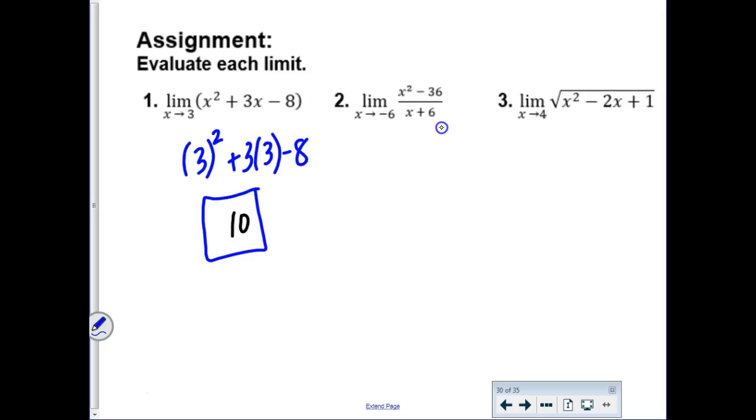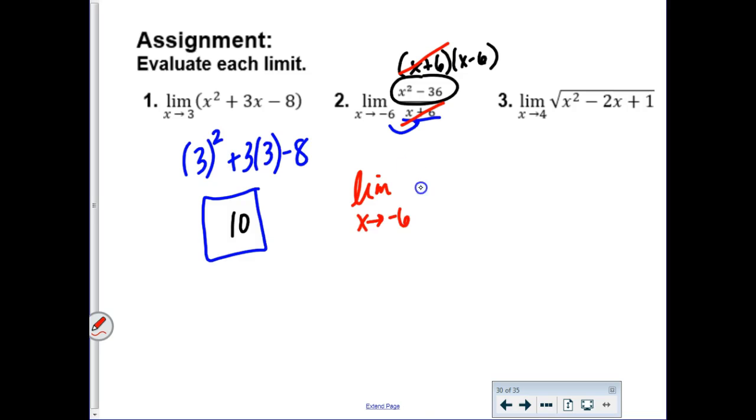All right, number 2. Are you going to be able to directly substitute in a -6 right here? Nah. So we got to do a little fancy factoring maybe? So this numerator, oh, that's nice. That factors into x plus 6 times x minus 6. So now you can remove that discontinuity. And now you can evaluate the limit as x goes to -6 of x minus 6. So let's see if I can get this one right. -6 minus 6 is -12. Wait, what? Oh gosh, don't mess with me, please. It's so fun. I know.